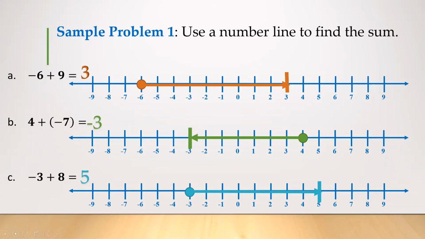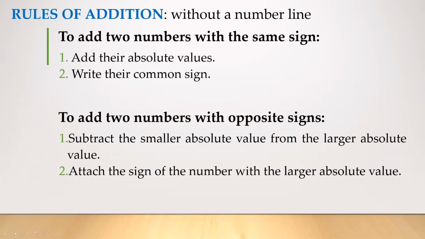Now, this is doable when there's small digits like this, but I don't always want to do that. So here's the rules of addition without a number line. If I'm adding 2 numbers with the same sign, I'm just going to add those numbers. I add their absolute values, basically. That's what the rule says. And then I write what their sign was. So if it's 2 positives, I add them and write a positive answer. If it's 2 negatives, I add them and write a negative answer.